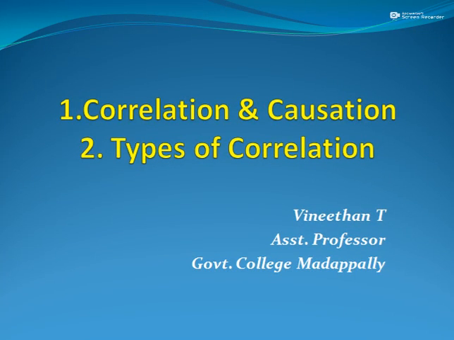In the last class, we understood the meaning and definition of correlation. And today, we are going to discuss two important components in correlation analysis. The first is correlation and causation, and the second is types of correlation. Let us see the first one, that is correlation and causation.